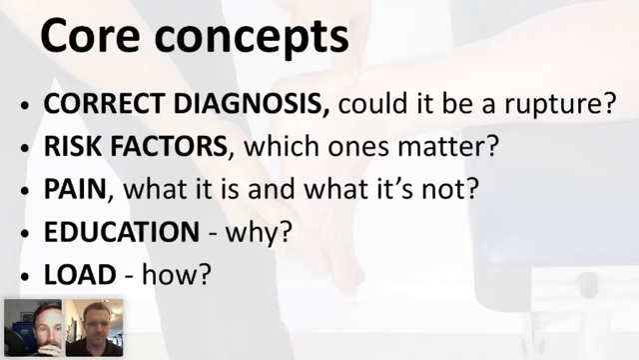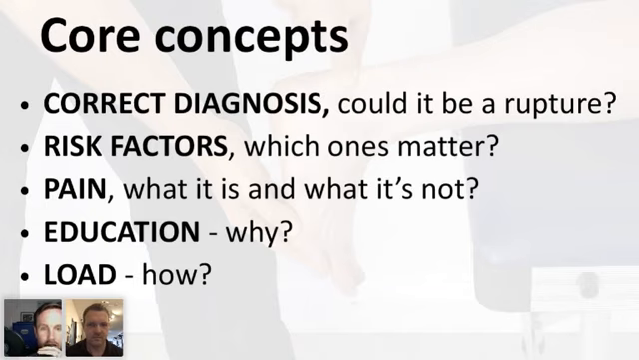Are we dealing with a tendinopathy or are we dealing with a rupture? The most common rupture, of course, is the Achilles rupture, but I've also seen ruptures of the upper hamstring tendon as well. I've heard of ruptures of the patellar tendon, but never seen one. And yeah, these are the most common ruptures.